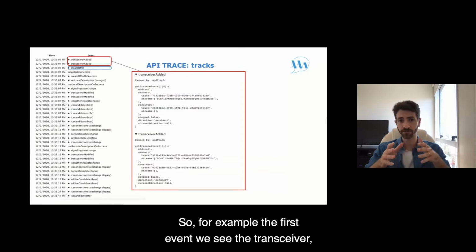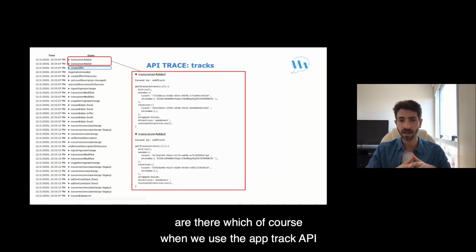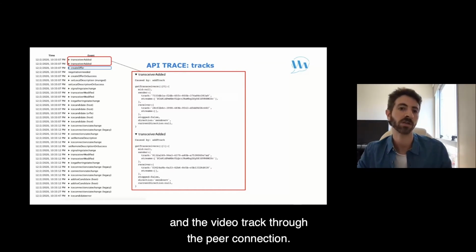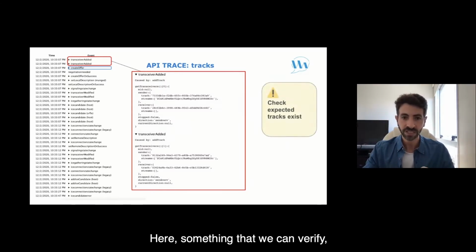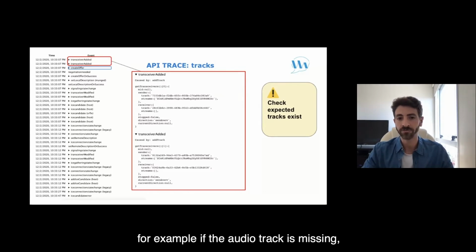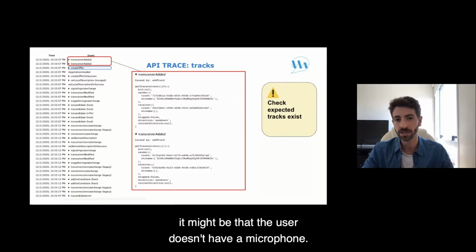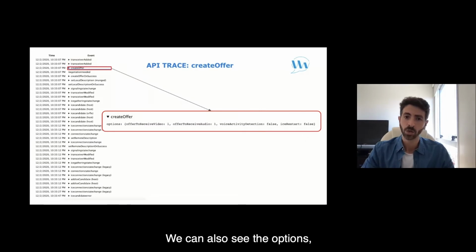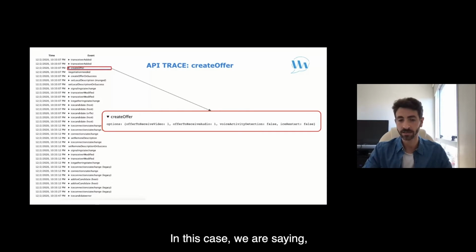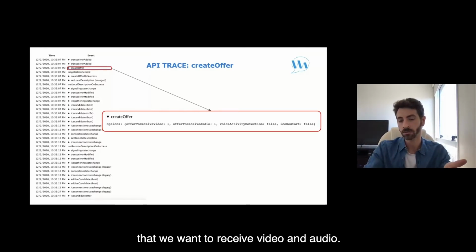So, for example, in the first event, we see the transceiver added, which occurs when we use the addTrack API, and that is basically to add the audio track and the video track to the peer connection. Here, something that we can verify is that the expected tracks are there. For example, if the audio track is missing, it might be that the user doesn't have a microphone. We can also see the options we use to create the offer. In this case, we are saying that we want to receive video and audio.